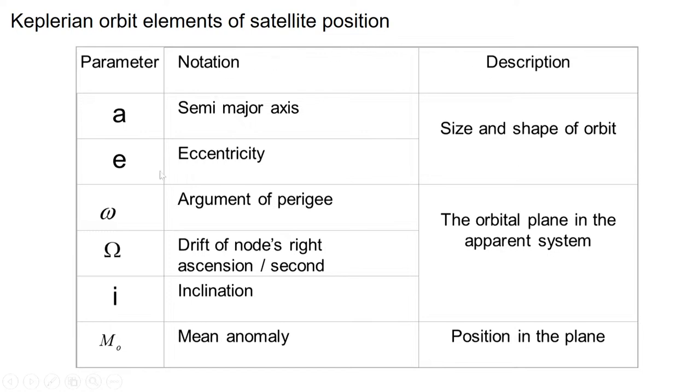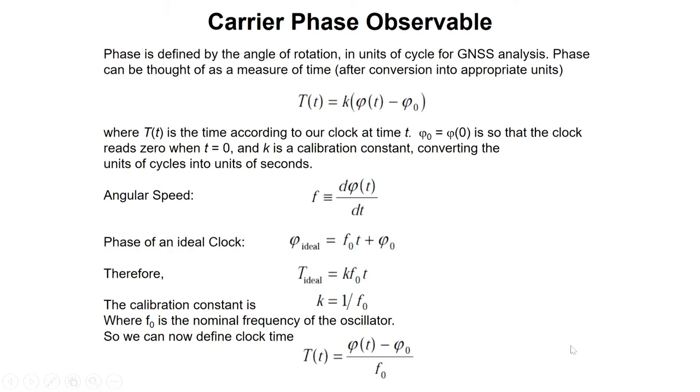So what information do all these parameters provide? With the help of these two parameters, we can get the information about the size and shape of the orbit, and with these three parameters we can get the orbital plane in the inertial system, and MA is basically the mean anomaly, the position in the plane. So once we get this information, then we have to implement all of this into the fundamental formula.